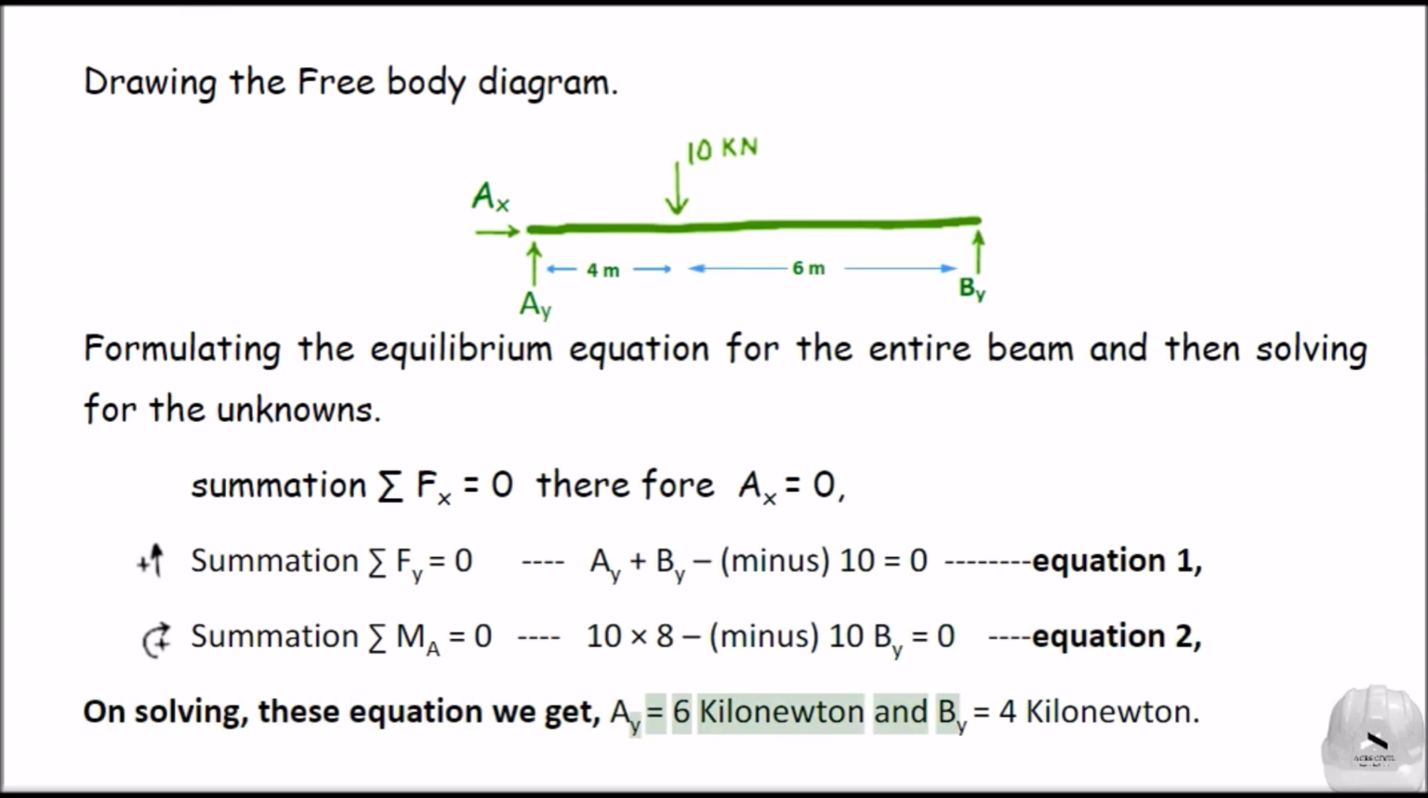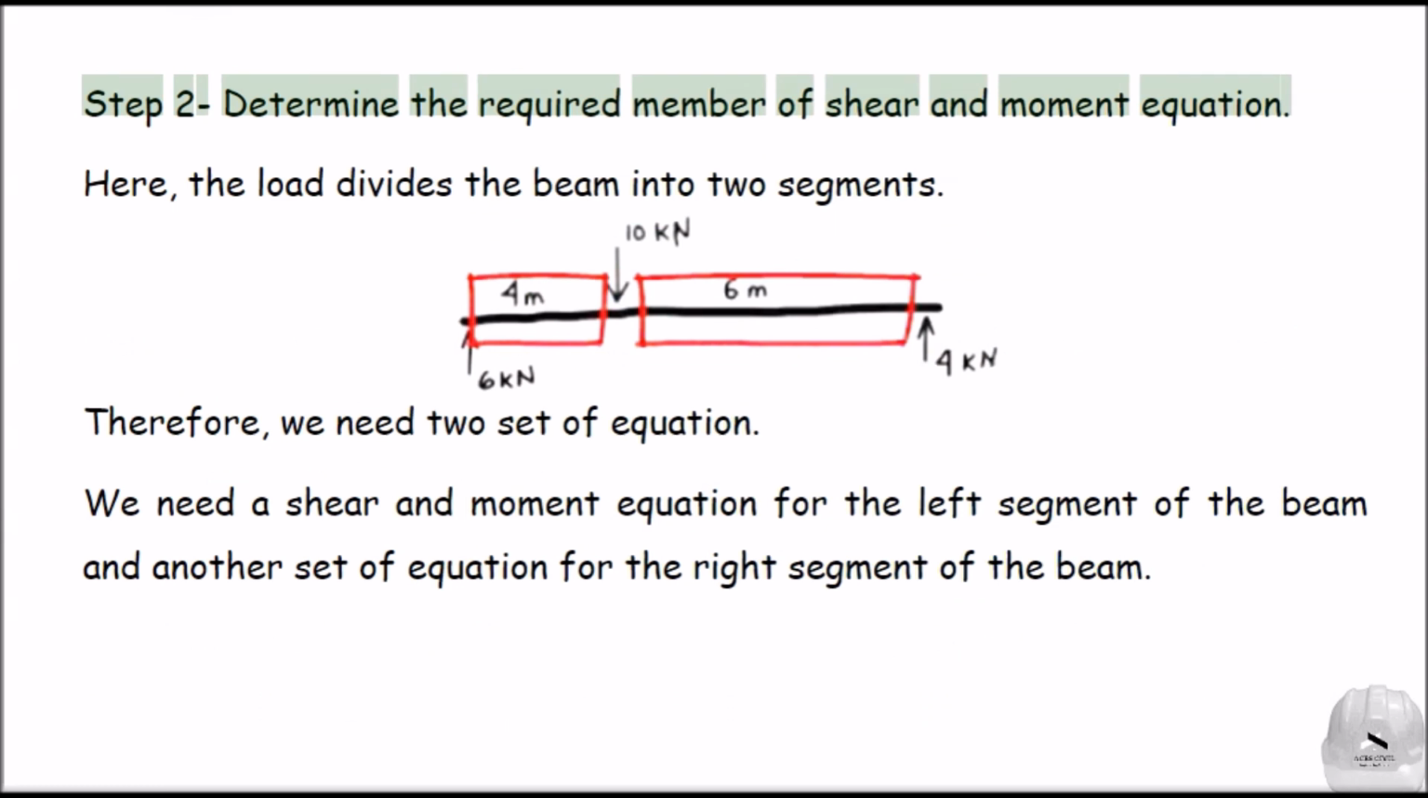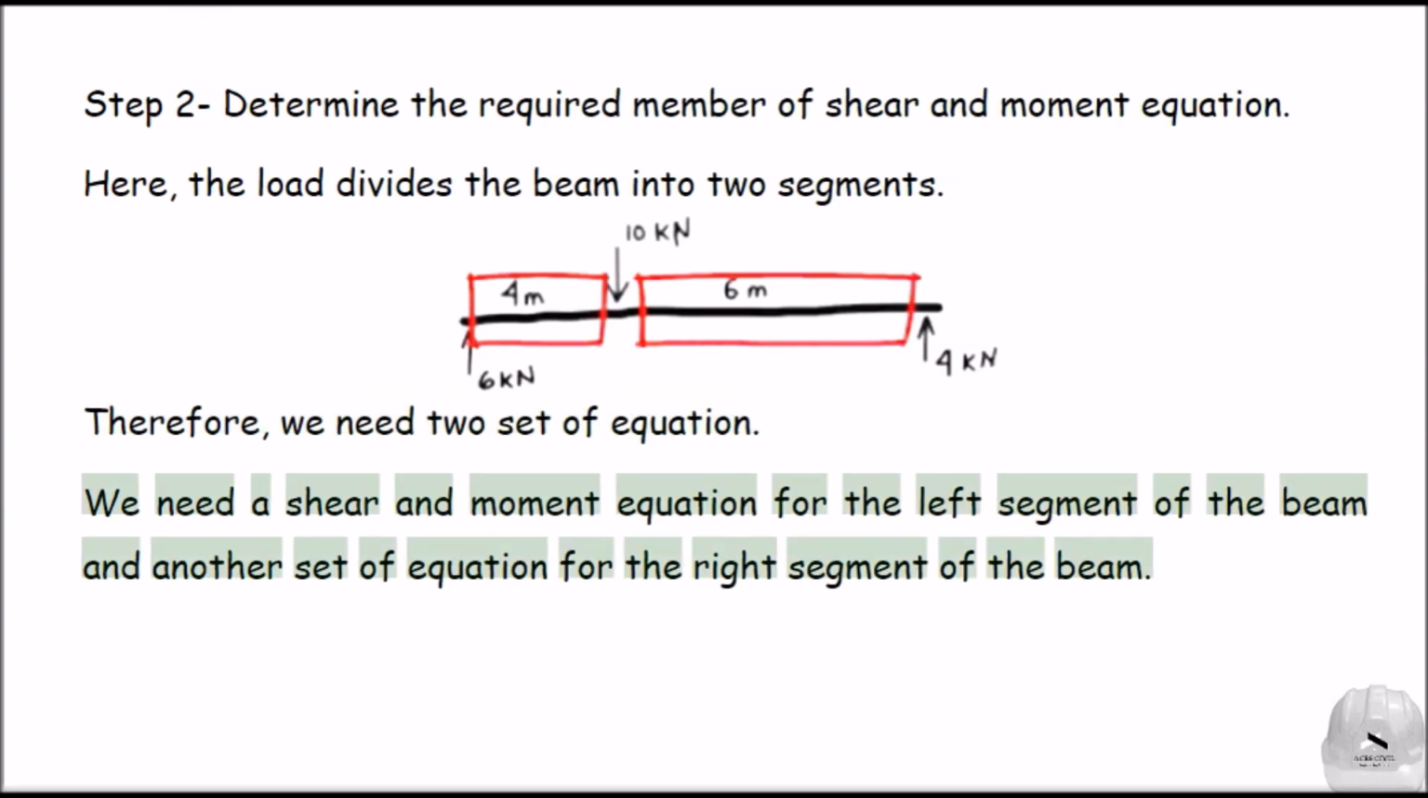Y equals 6 kN and B Y equals 4 kN. Step 2. Determine the required number of shear and moment equations. Here, the load divides the beam into two segments. Therefore, we need two sets of equations. We need a shear and moment equation for the left segment of the beam and another set of equations for the right segment of the beam.